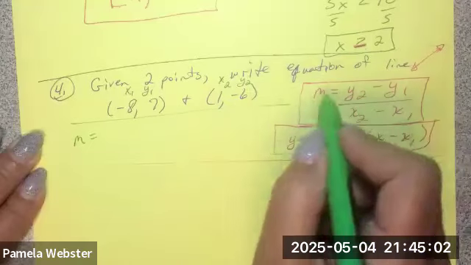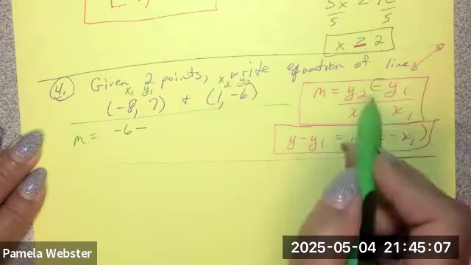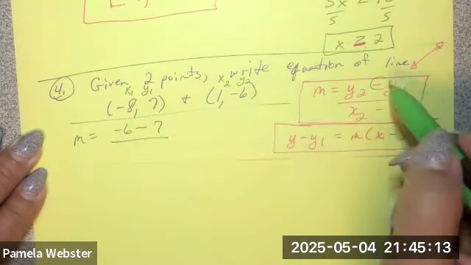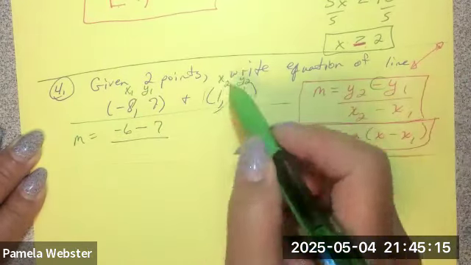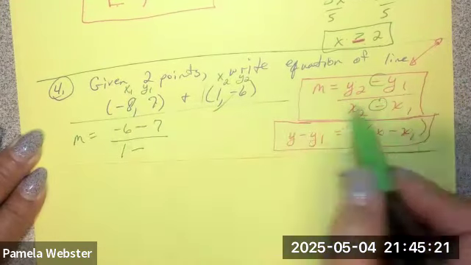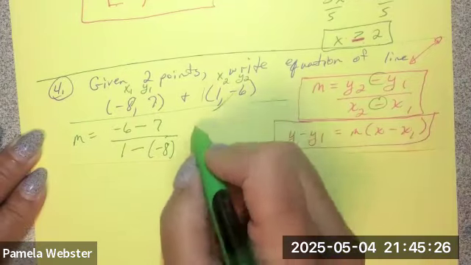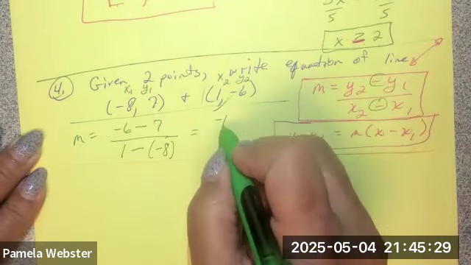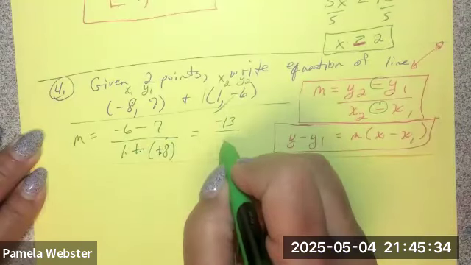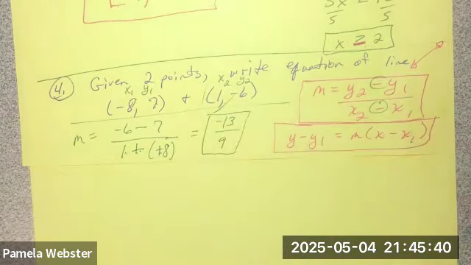So the formula says y2, which I'm saying is -6, minus, because there's a minus sign there, y1, which I'm saying is 7, over x2, which I'm saying is a 1, minus x1, minus is from the formula, right? And then x1 is a -8, so I'm going to plug in -8 there. -6 minus 7 is -13. 1 minus a -8 becomes 1 plus an 8, that's a 9. -13 ninths. It's not pretty, but that's my slope, dang it.